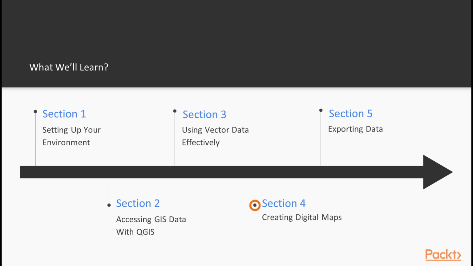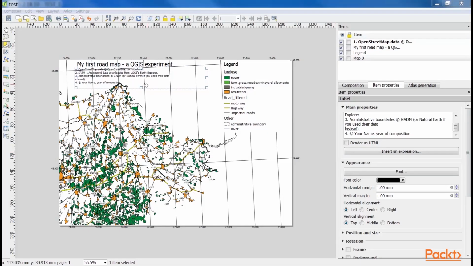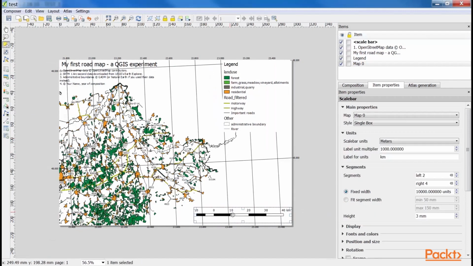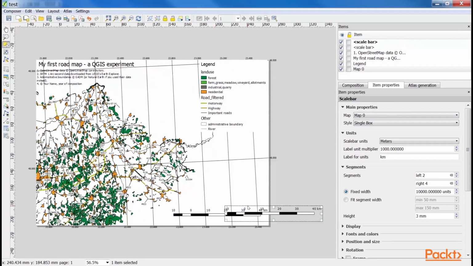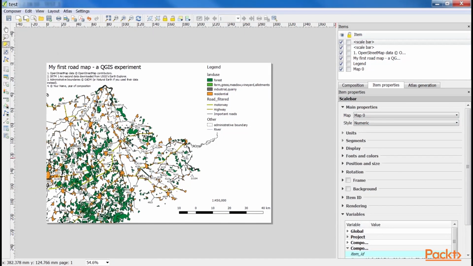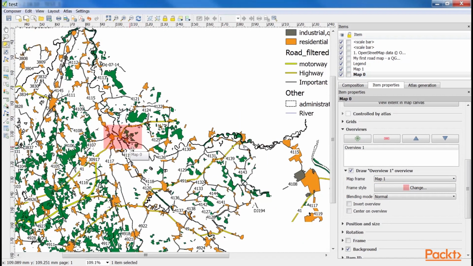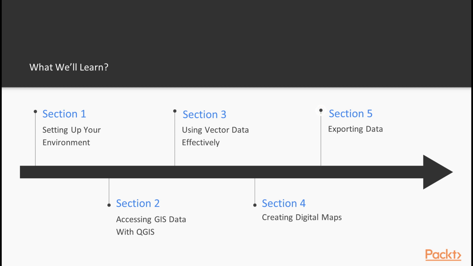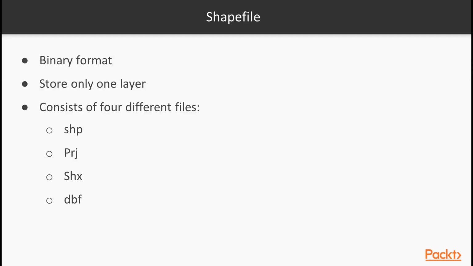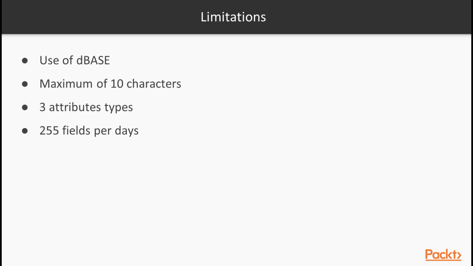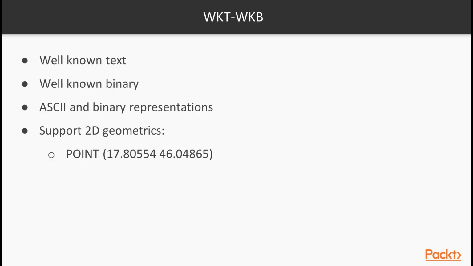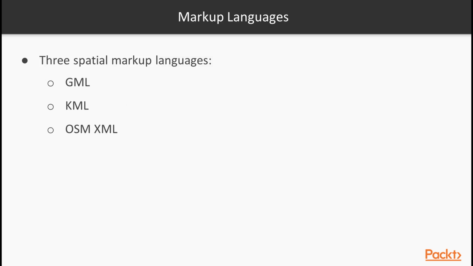Section 4, Creating Digital Maps, discusses the basics of digital map making by going through an exhaustive yet simple example in QGIS. It introduces you to the concept of projections and spatial reference systems. The final section, Exporting Your Data, guides you through the most widely used vector and raster data formats in GIS. It discusses the strengths and weaknesses of the various formats.